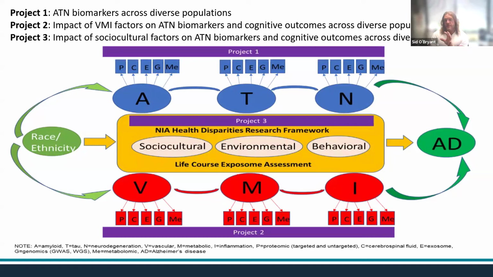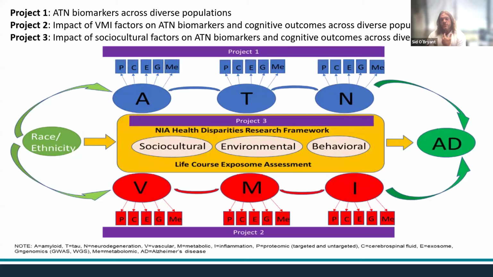Basically, what you'll see is on the top, project 1 is studying the ATN framework among diverse communities. We're studying the biology of amyloid, for example, looking at not only imaging, but also looking at genomics, proteomics, exosomes, et cetera. Same with tau and neurodegeneration. For those of you who enjoy the analytics, this is basically a structural equation model. We have been looking at an ATN VMI framework for a very long time, so we were excited to see the new 2024 framework, including VNI.